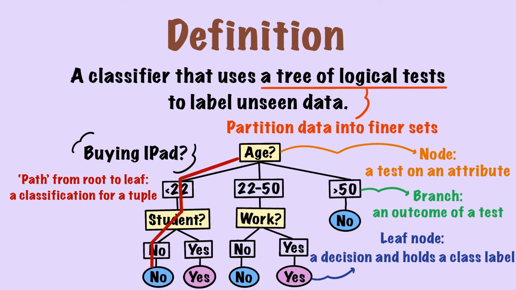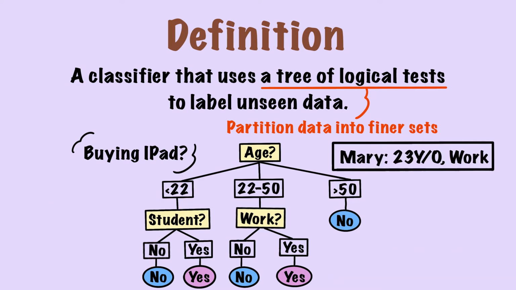So we always start from the root node, and whenever we answer a question or a test, we move downwards a level. When we reach the leaf node, the model makes a final prediction. For instance, Mary is 23 years old and she has a job. We want to know whether she is going to buy an iPad. The first question is, what is her age? Mary is 23 years old, so she belongs to the middle group. Following the path, the second question is, does she have a job? The answer is yes, so we move downwards and arrive at the leaf node. Therefore, the model predicts Mary will buy an iPad.